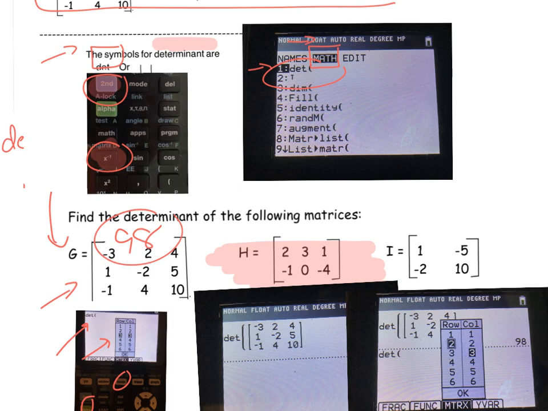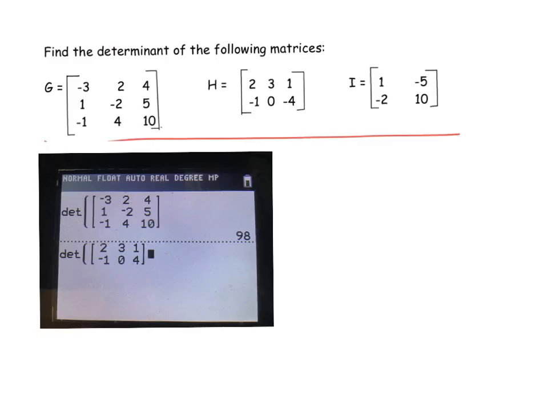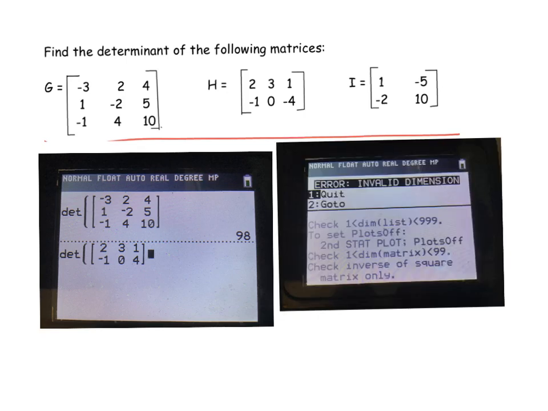Now matrix H is a 2x3 matrix. It has 2 rows and it has 3 columns. So I'll say find the determinant of a 2x3 matrix. I'll enter in matrix H, and then when I press enter, my calculator doesn't like what I typed in. Now, why am I getting this error message?